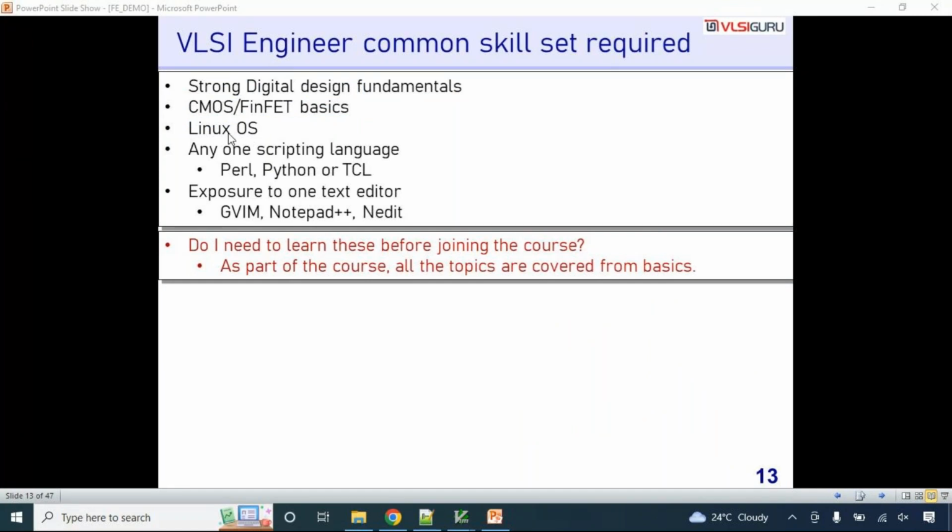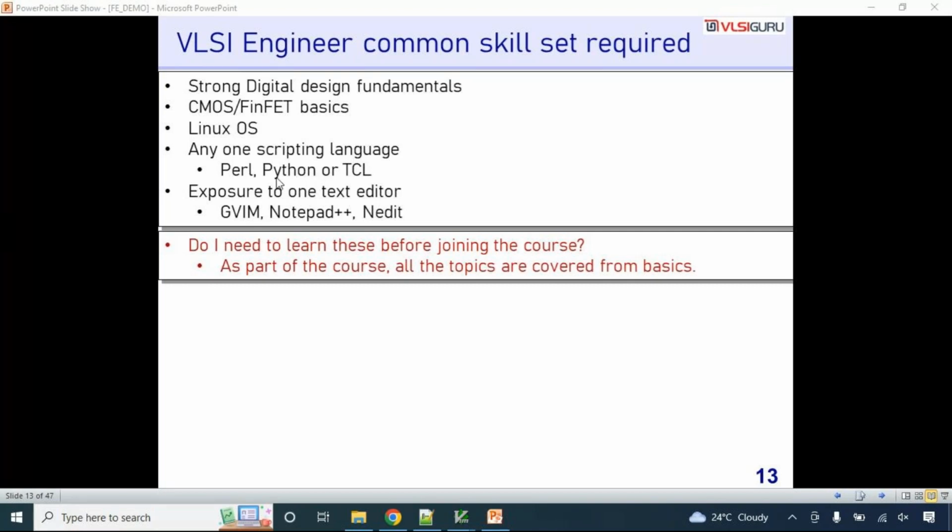Then you should be good with the Linux operating system, because once you get into the job, whether it's VLSI or anywhere, 95% of the cases you will be working only in the Linux operating system. And you should learn one scripting language like Perl, Python, or TCL.